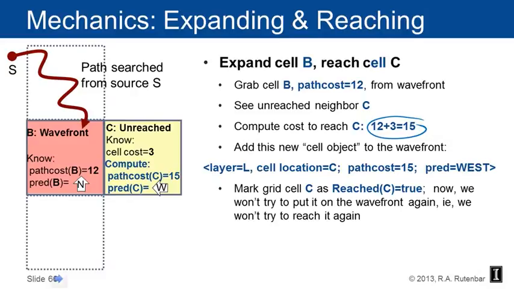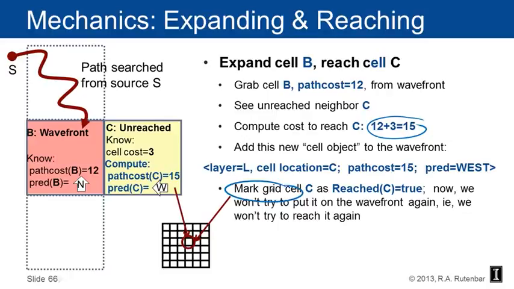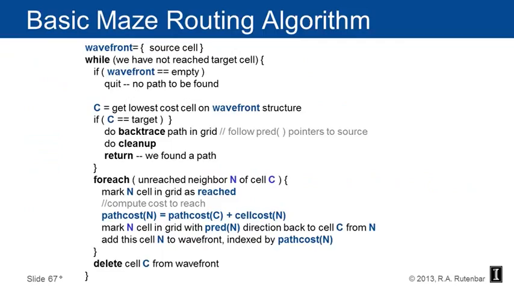So you expand a cell when you pull it out of the wavefront, you reach the other cell. You compute what the path cost is: path cost from B plus path cost of C. You compute the predecessor. I got you from the west. You mark in the grid, hey, I don't need to reach C again. That's it. It's not bad. Not a lot of work in the inner loop. And I'm just showing here the little illustration that says, remember you have to mark in the grid that it was reached because I won't try to reach this cell again.